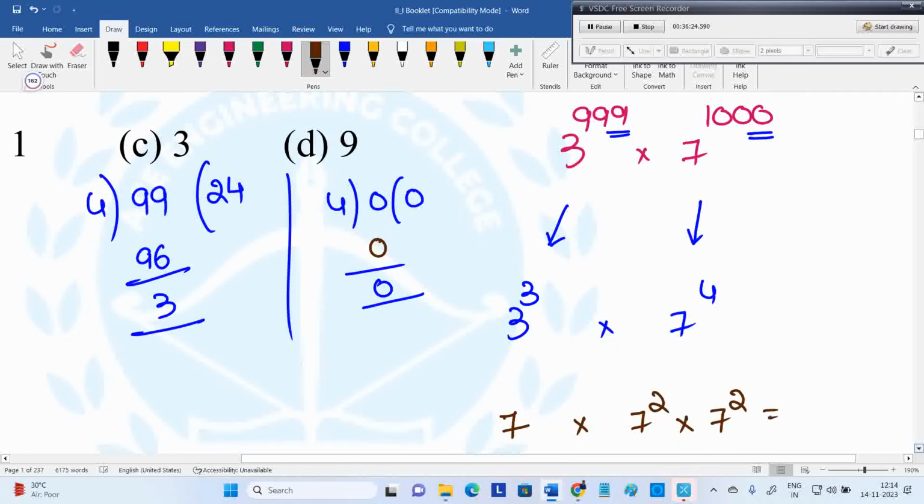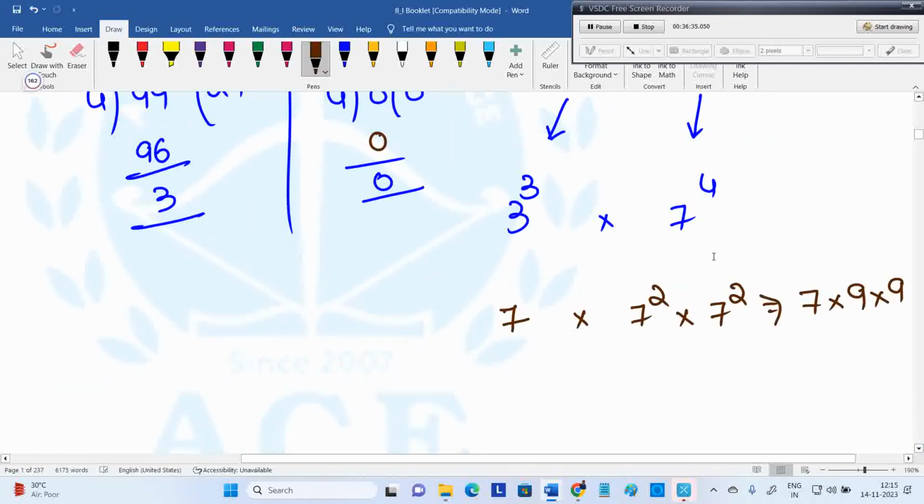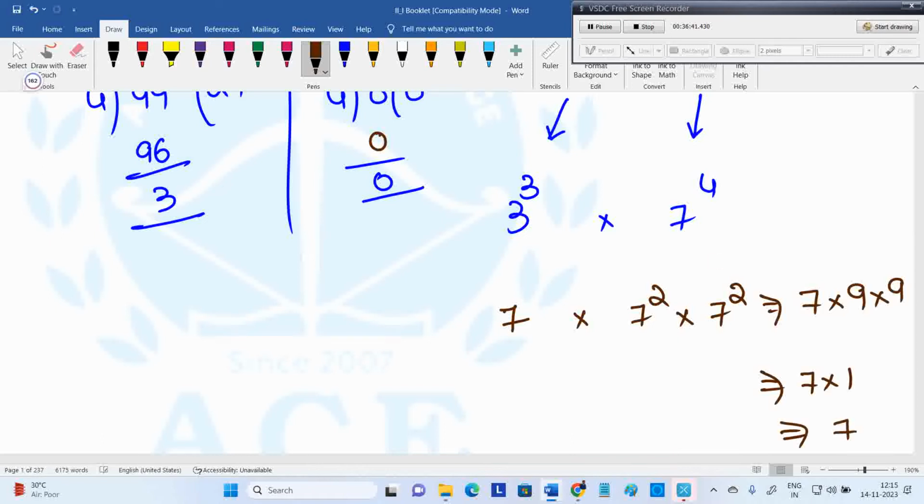So here 7 into 7 square is 49, units place is 9. 9 into 9 is 81, units place is 1. So 7 into 1 is 7. So your answer will be 7, my dear friend. 7 power 4 is 7 square into 7 square.